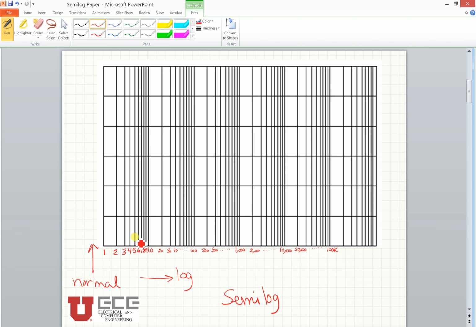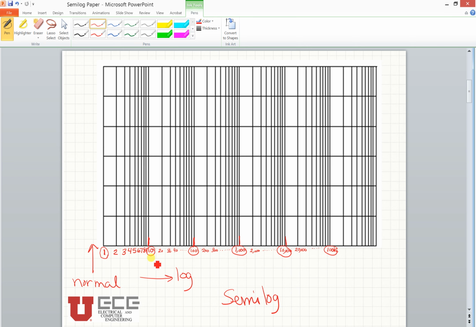So I will have my normal division going in the y-axis. And in the x-axis, I see here that each of these lines is a multiple of 10. So this multiple of 10 starts at the beginning of where you have the largest gap. So all of these lines are where you have a multiple of 10.